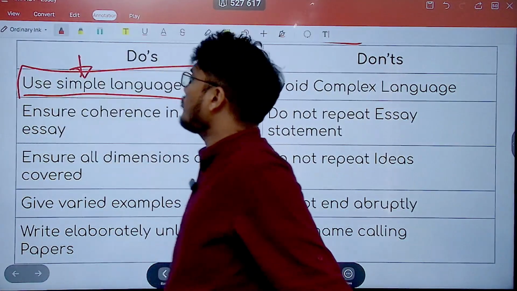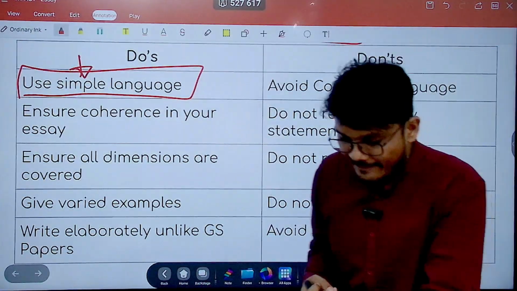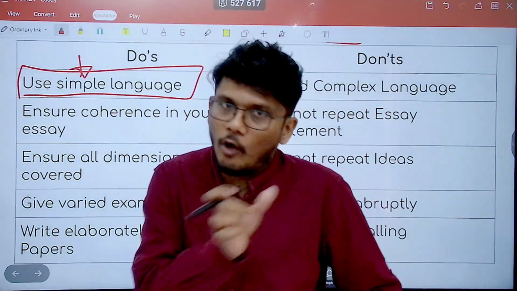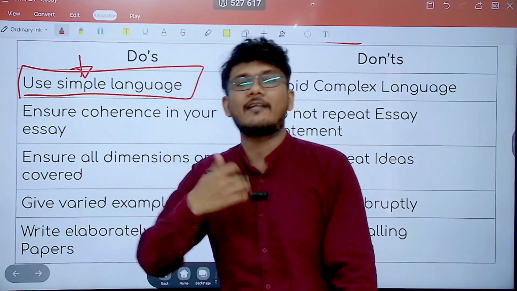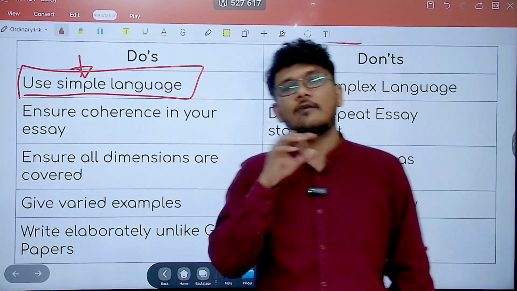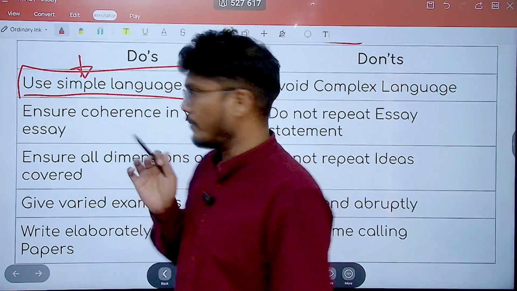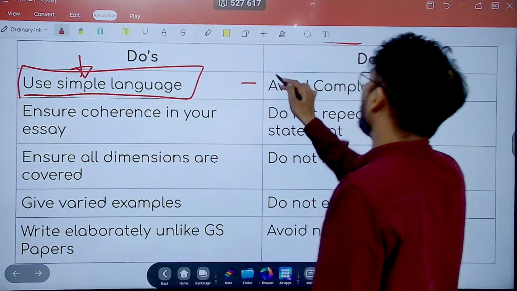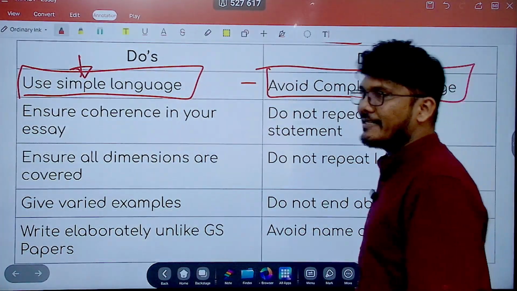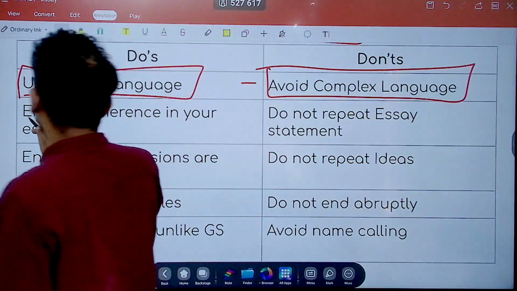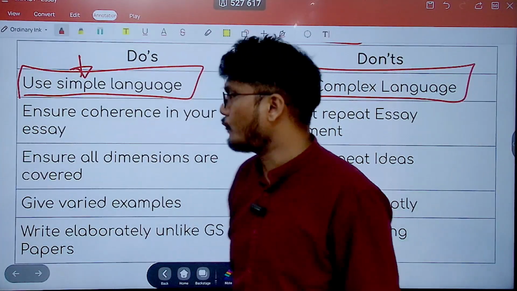Now, how can you use simple language? You can use simple language by using simple sentences, small sentences, short sentences rather than complex sentences, and use very simple vocabulary. So of course, the opposite of this is avoid complex language. It does not help. Then in do's, let's look at the list of do's first.